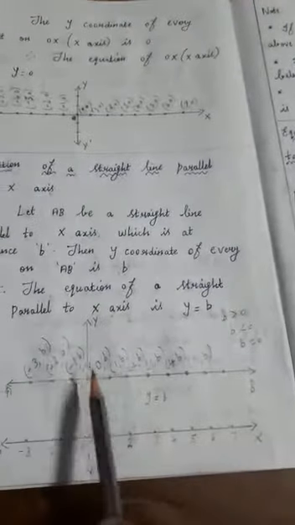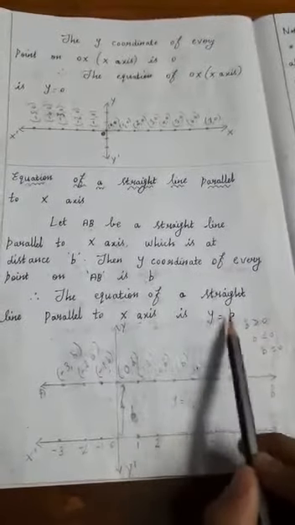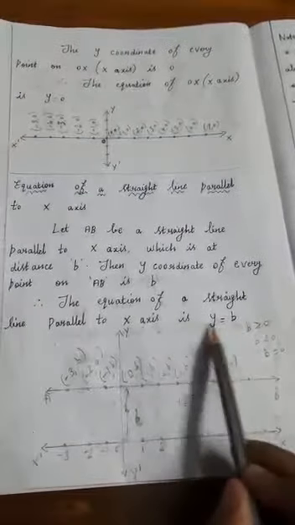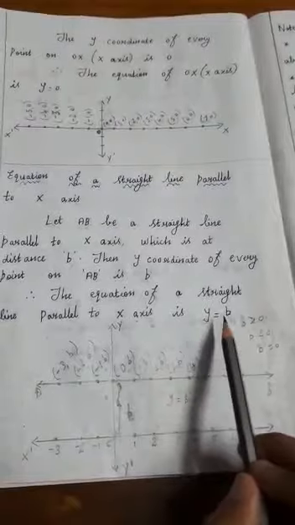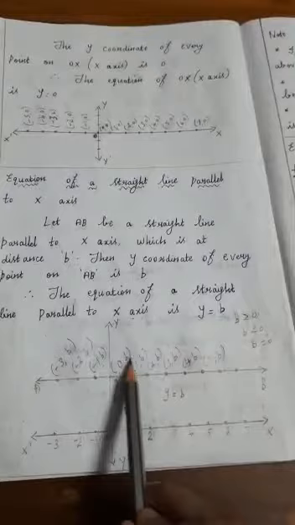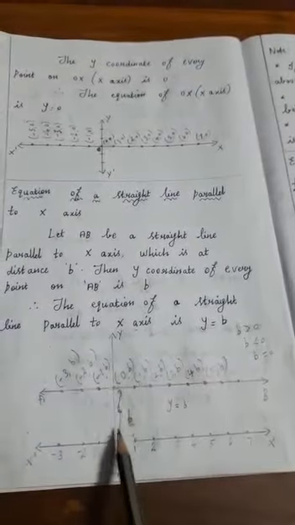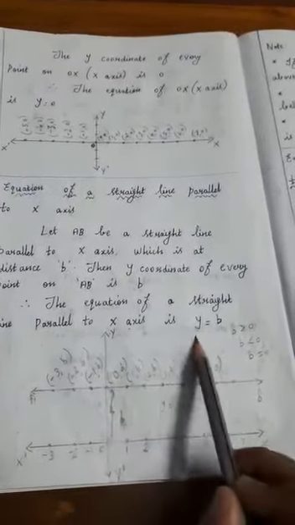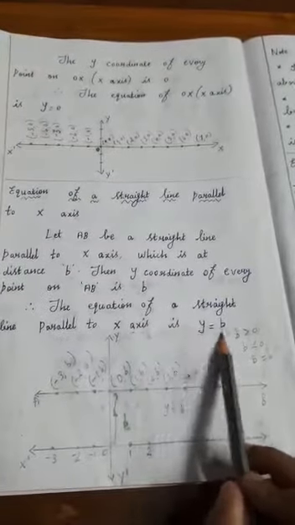Okay, so now see here, if a straight line is parallel to x-axis, the y coordinate will not change. Okay, so the y coordinate, what distance have we considered? b. Okay, so this is the equation. If a straight line is parallel to x-axis, the y coordinate will not change. y is equal to the distance we have taken, b. Every y coordinate of every point is b only, because of the distance we have taken. So this is the equation, y is equal to b. If the straight line is parallel to x-axis, then y is equal to b.